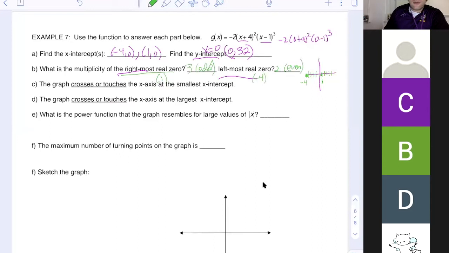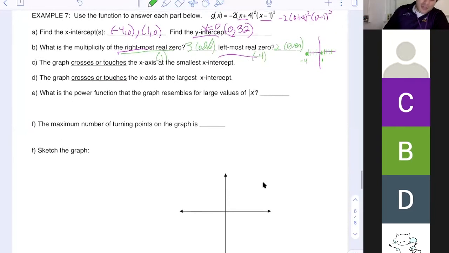Okay, so that's what it means there when they say rightmost and leftmost. You're going to see that on Math Excel, so I want you guys to get used to that language. All right, now the graph crosses or touches x at the smallest x-intercept. Again, notation, language, all this matters. You've got to be strong readers in this class as well.